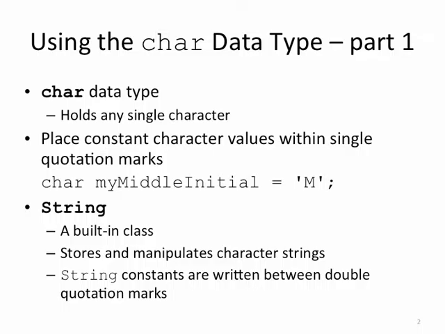The final data type we're going to look at is string. Notice that string has an uppercase S. It is not a primitive type, it is a reference type. That means it's a built-in class, and it stores and manipulates strings of characters, so more than one character. It has some methods built in that allow you to operate on strings, and we're going to get to that near the end of the course. I think that's in Chapter 7, and so we'll come back to that later on.